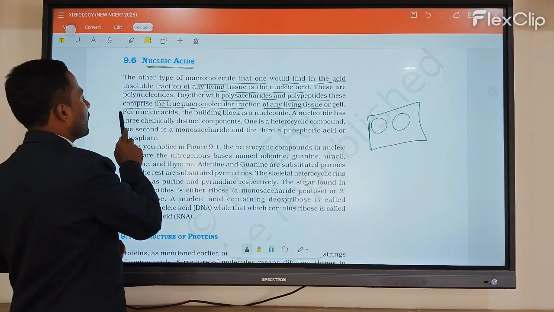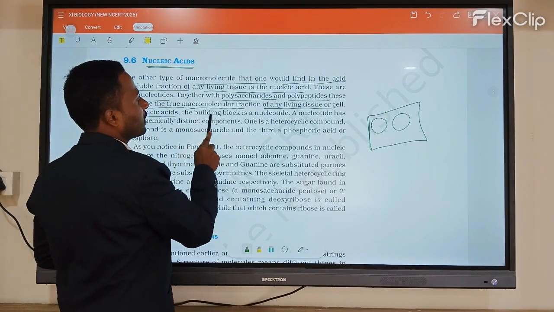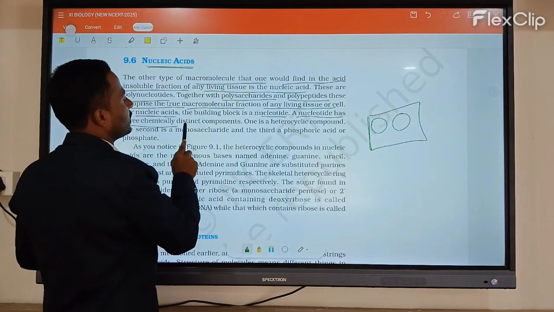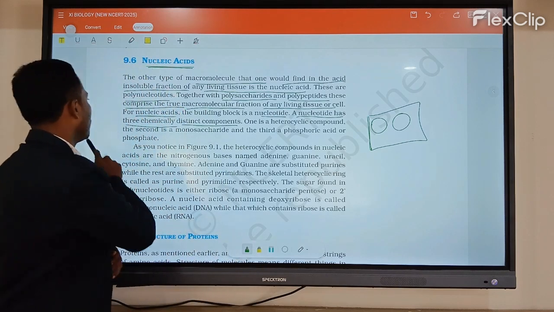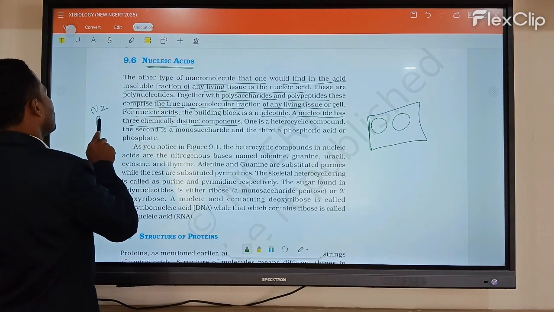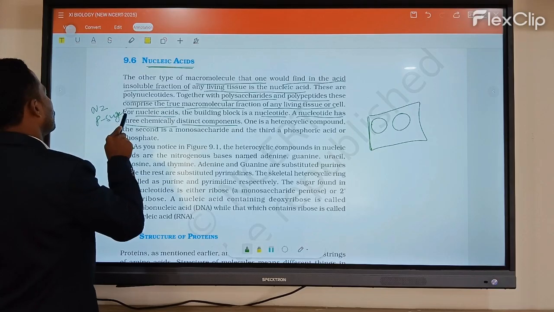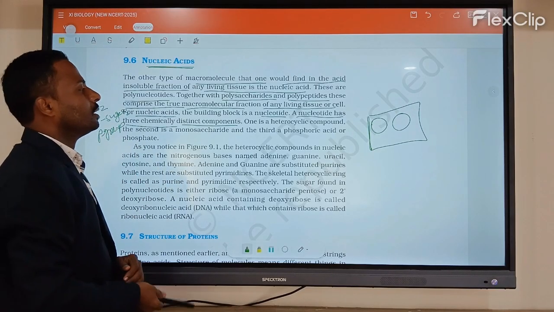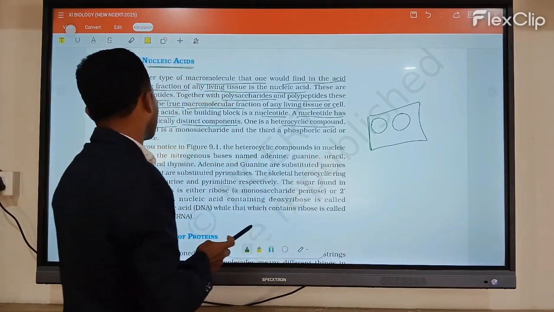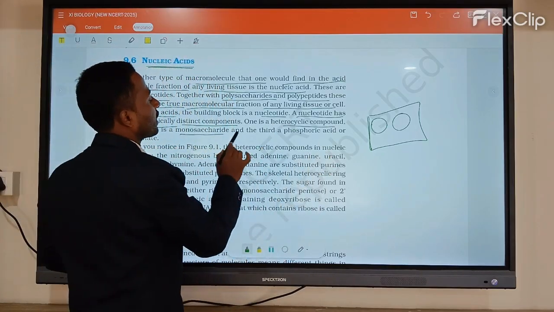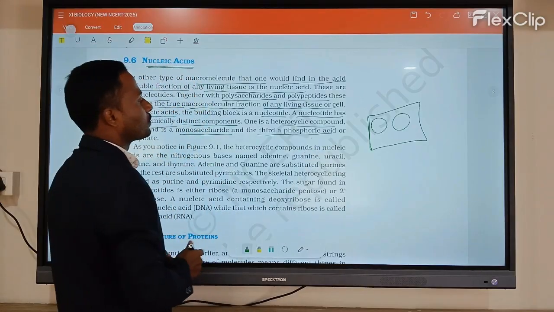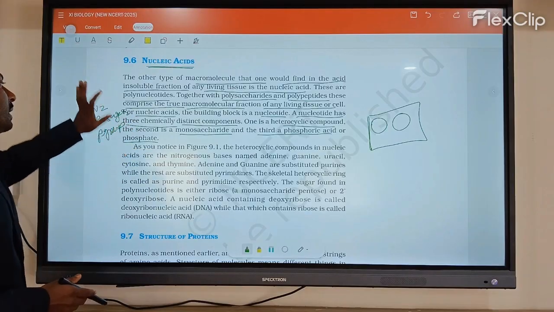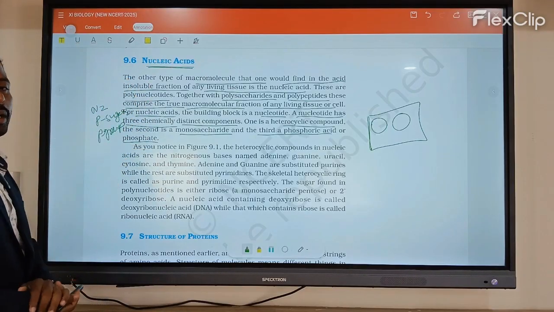For example, for nucleic acids the building block is the nucleotide. The nucleotide has three chemically distinct components: a nitrogen base, a pentose sugar, and a phosphate group. So these are the three components present: one is a heterocyclic compound, the second is a monosaccharide, and the third is phosphoric acid, which is nothing but phosphate. These are the building blocks of the nucleic acid.